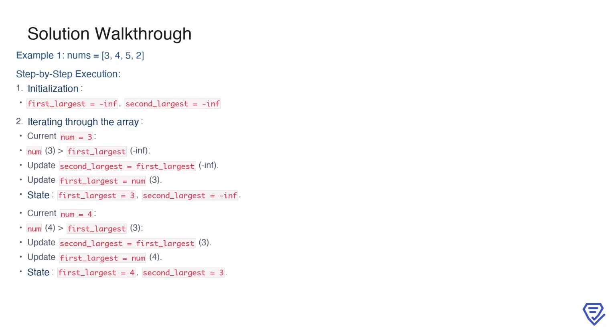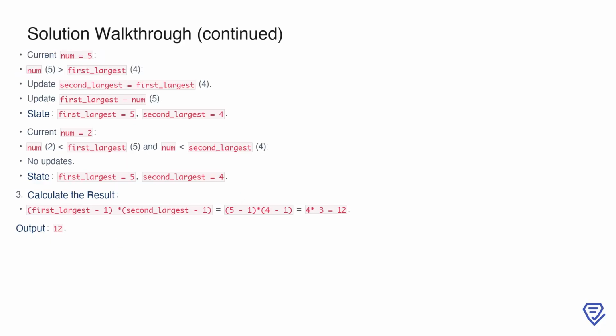Now, moving to the next number, 4, we compare it with first_largest, which is currently 3. Since 4 is greater than 3, we update second_largest to 3 and first_largest to 4. At this point, our tracking variables are first_largest equals 4 and second_largest equals 3. Next, we encounter the number 5. Comparing it with first_largest, which is 4, we see that 5 is greater. So, we update second_largest to 4 and first_largest to 5. Now, the variables are first_largest equals 5 and second_largest equals 4.